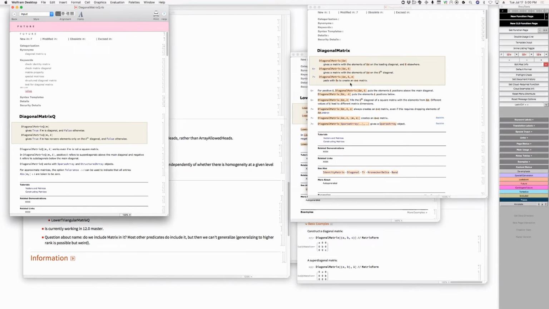I'm not sure that's true. We should check it. Yeah. No, n should be the winning thing, but the more interesting case of that is the second to last note, where you can create a rectangular matrix. Okay, so I would argue that diagonal matrix Q should have the complementary set of arguments.